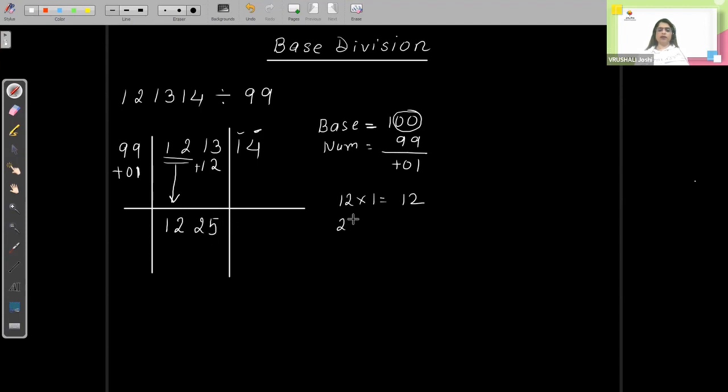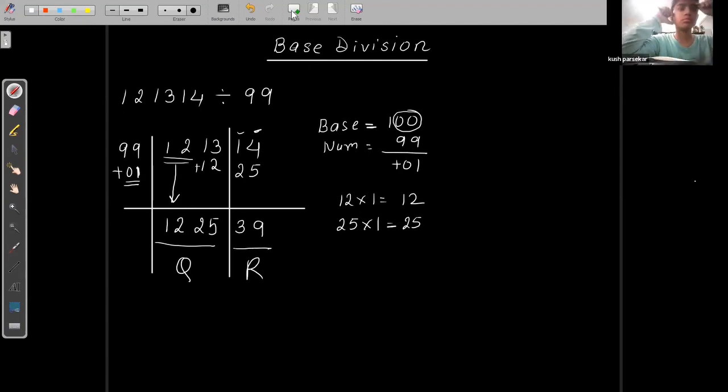So 25 into 1. What is this one? This one is the one which you get as a difference, correct? Which is again 25. That 25 you can write here and this will give you 39. Simply, this is going to be your quotient and this is going to be your remainder and that's your answer. Have you got it? Yes, ma'am. Okay. Arjun, did you get it? This is what we did in the last class.